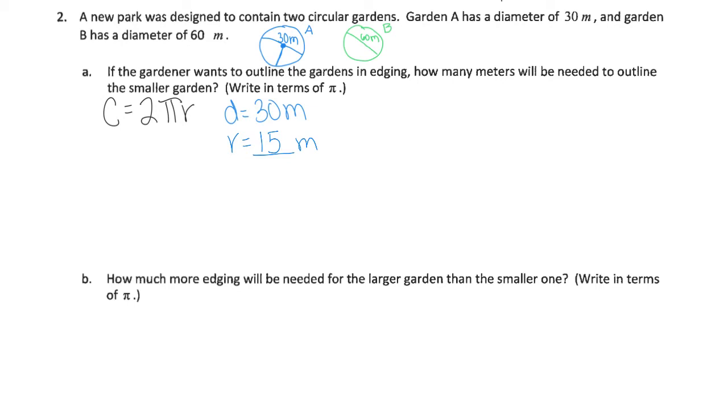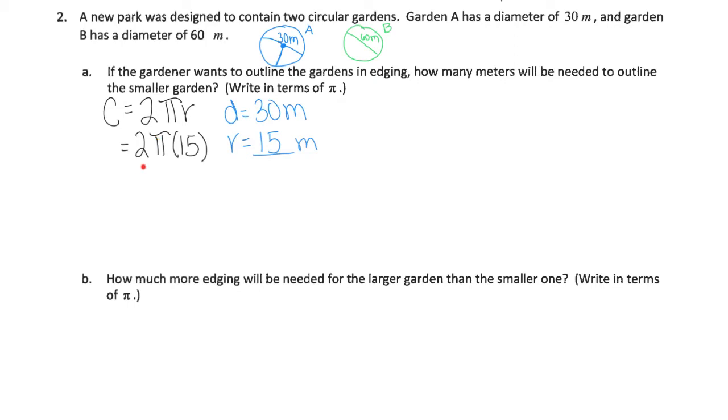So now that I have 15 meters, I can go ahead and substitute my 15 meters in for r. So now I have 2 times pi times our radius, which is 15. Now, a lot of the time, we have substituted 3.14 in for pi. But our question is wanting us to write this in terms of pi, which means it wants us to keep our pi symbol there for our answer.